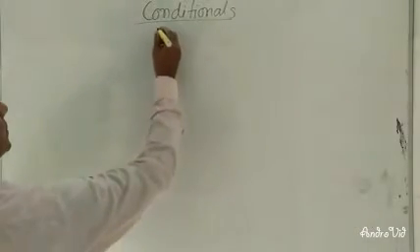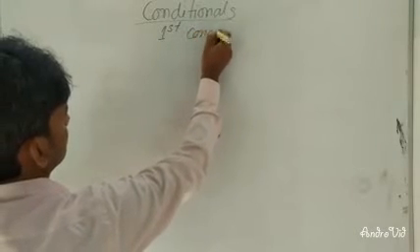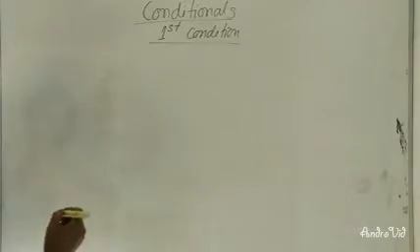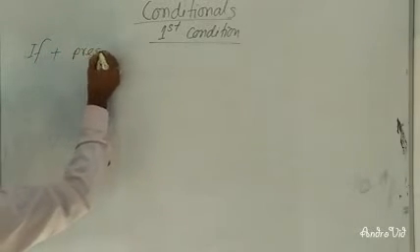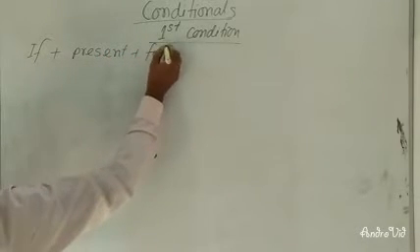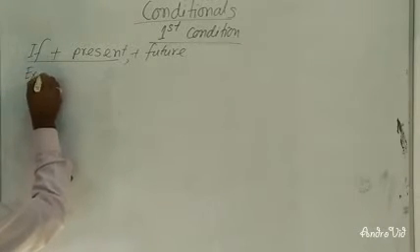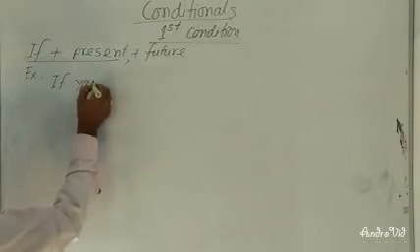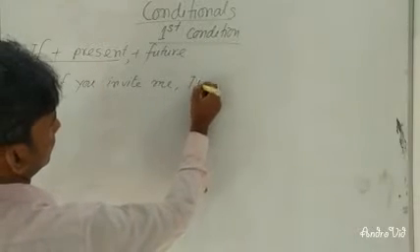Dear learner, in the first condition, the pattern is if plus present, then future. There will be two clauses. The first clause is your subordinate clause, and after the subordinate clause you will have to put a comma. Then the principal clause will be in future. I'm going to give you an example: If you invite me, comma, I will come.